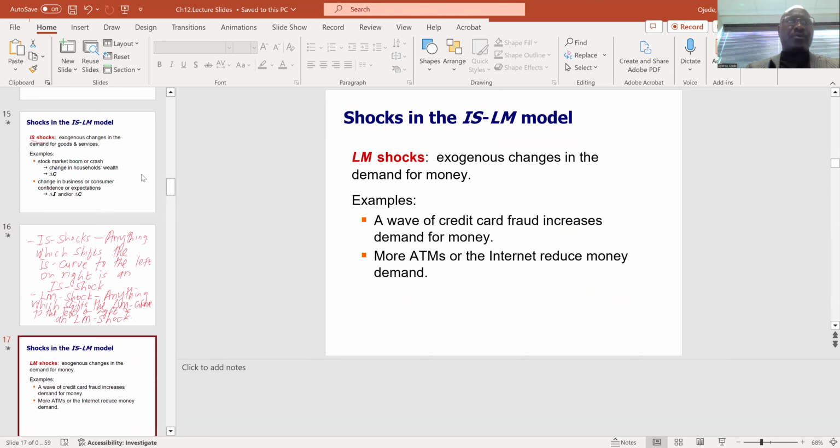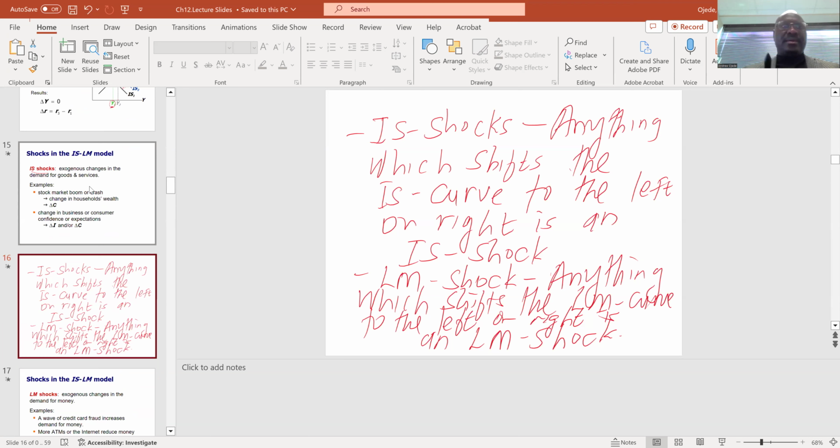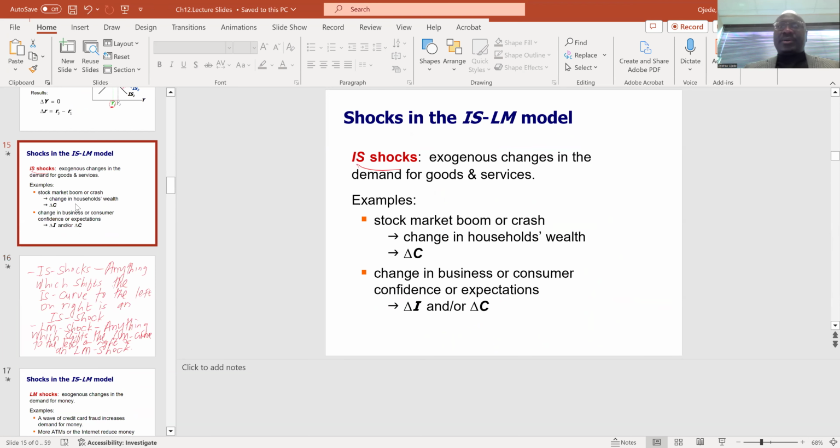Okay, so let's talk about an example of what an IS shock will look like. Examples include things like the stock market boom or crash. Think about if the stock market is booming, that means American households become wealthy. That's going to lead to an increase in the size of household wealth. Or if the housing market is booming, Americans feel like they're wealthier. And if they're wealthier, that's going to boost consumer spending. So consumption is going to go up. So when consumer spending is going up, that consumer spending is within the what?